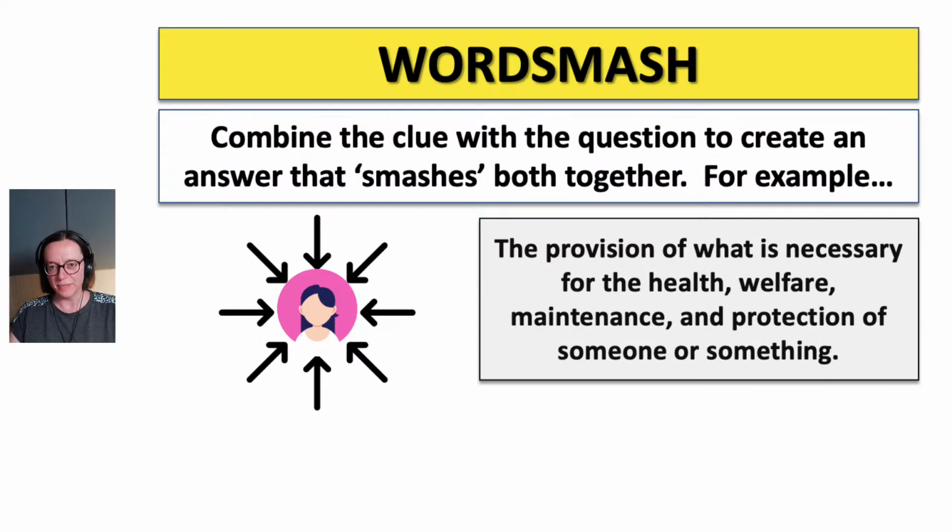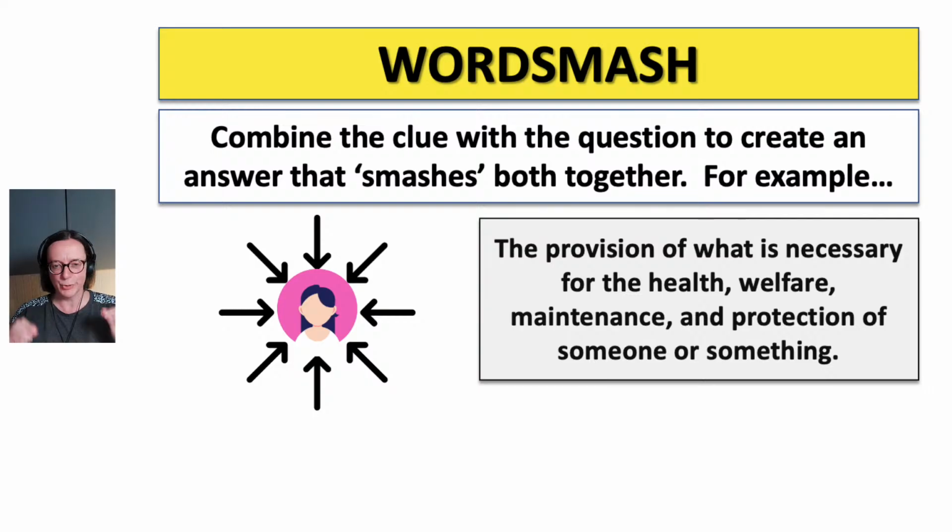Okay, this is a fun one now. Word smash: I'm going to give you a picture clue and a verbal clue. I want you to smash them together and work out what the key term is. On the screen, we have a picture of a person in the middle of something, with lots of arrows pointing at them. And the verbal clue is the provision of what is necessary for the health, welfare, maintenance and protection of someone or something. So we're looking for a word that links to the picture and a word that links to the sentence. Does anyone want to have a guess?